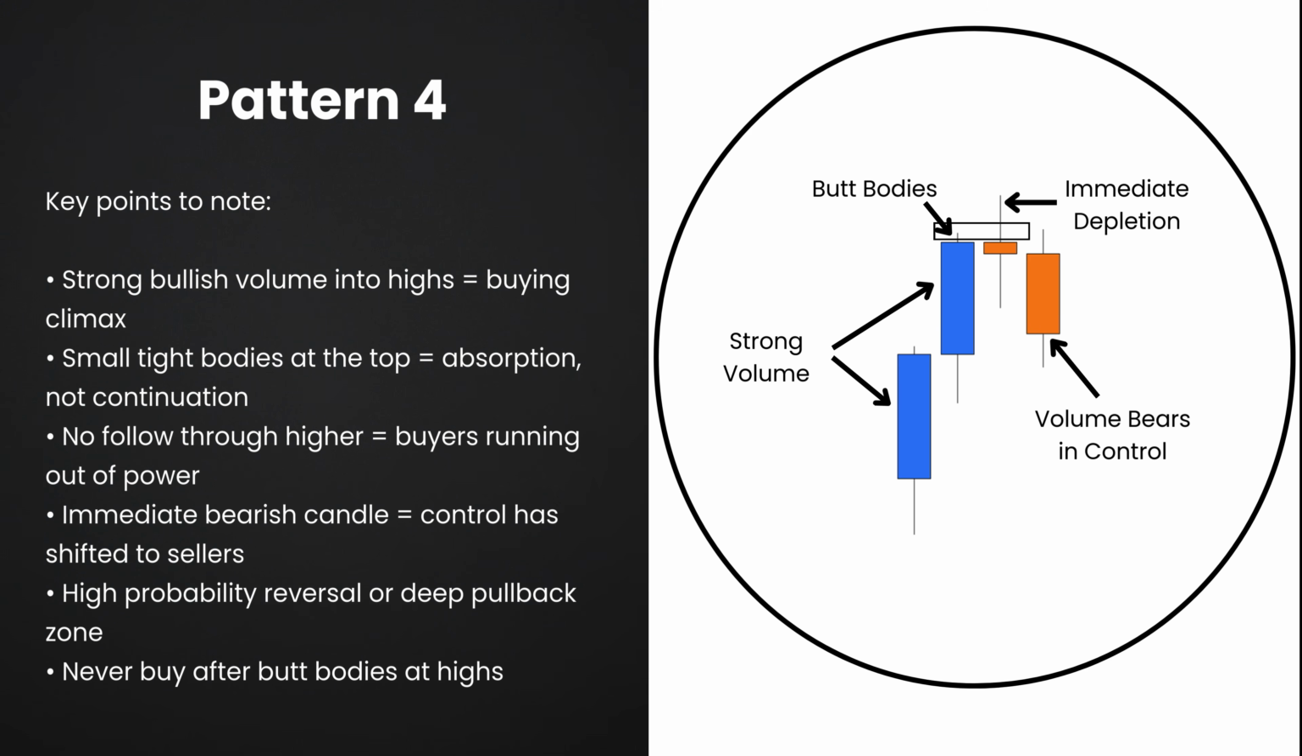Key points to note. Strong bullish volume into highs equals a buying climax. Small tight bodies at the top equal absorption, not continuation. No follow through higher equals buyers running out of power. An immediate bearish candle equals control has shifted to sellers. High probability reversal or deep pullback zone. Never buy after butt bodies at highs.